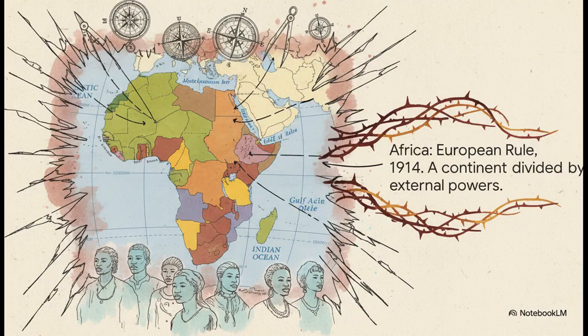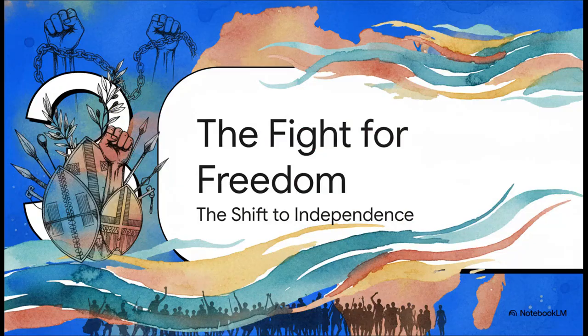And this map? Wow. This map shows you exactly what happened. Look at this. By 1914, pretty much the entire continent was carved up and claimed by powers like Britain, France, and Belgium. And these borders, they weren't natural. They were just lines drawn on a map in some conference room in Europe, with zero regard for the people who actually lived there, their cultures, their languages, their rivalries. This map is the direct result of that scramble. But a system like that, as powerful as it seemed, well, it couldn't last forever.